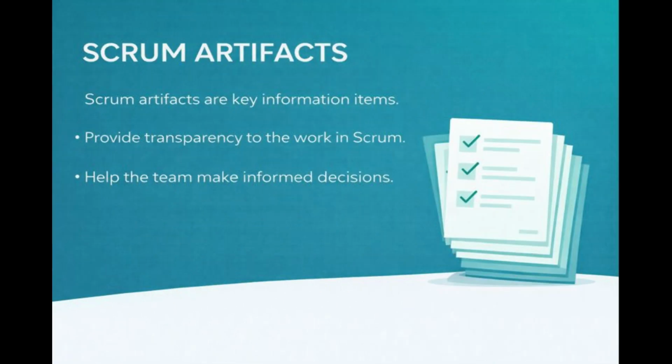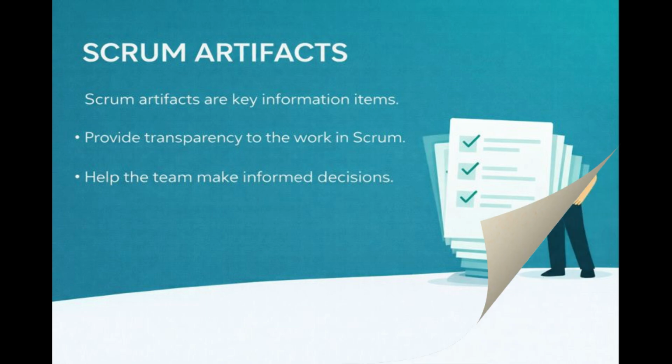Scrum Artifacts. Scrum artifacts create transparency and shared understanding. They include the product backlog, sprint backlog, and product increment. These artifacts help everyone see progress and priorities clearly.